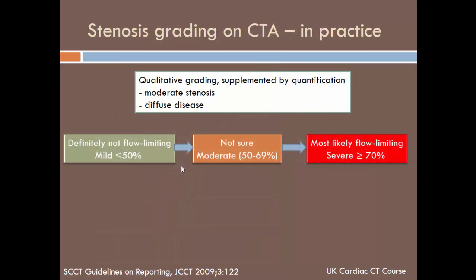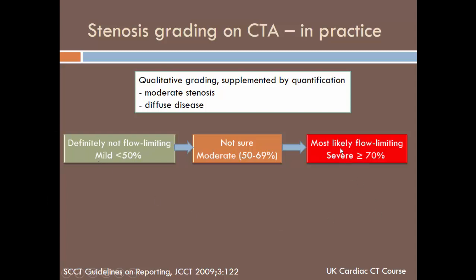So the way I do it in terms of stenosis quantification: on CT angiography, if the lumen appears to be definitely not flow limiting, I will call it mild. So this category here. I would not measure it. I would just visually see the lumen looks mildly stenotic compared to the proximal normal coronary artery or distal normal coronary artery, and call it mild.